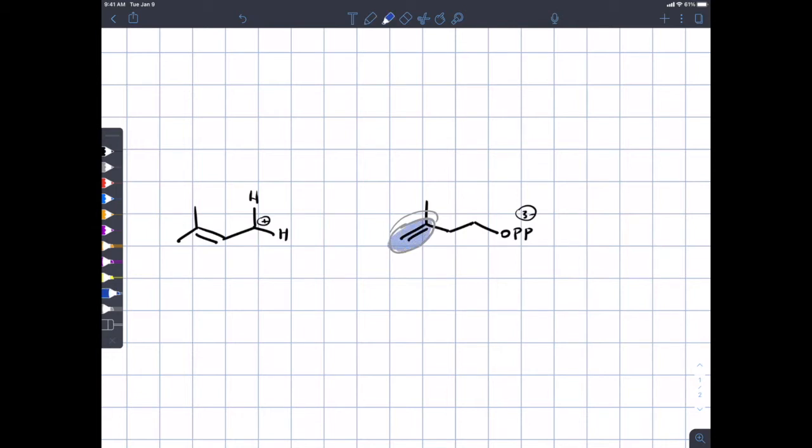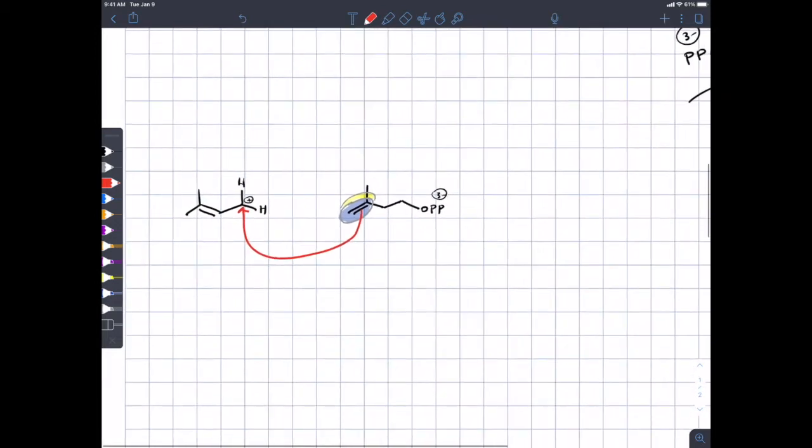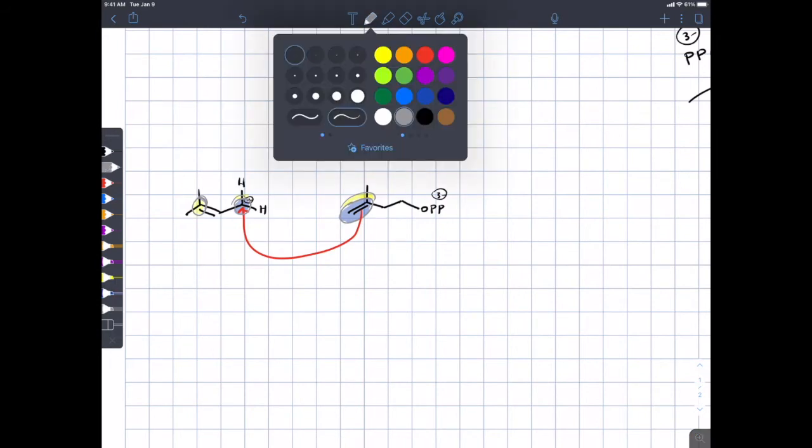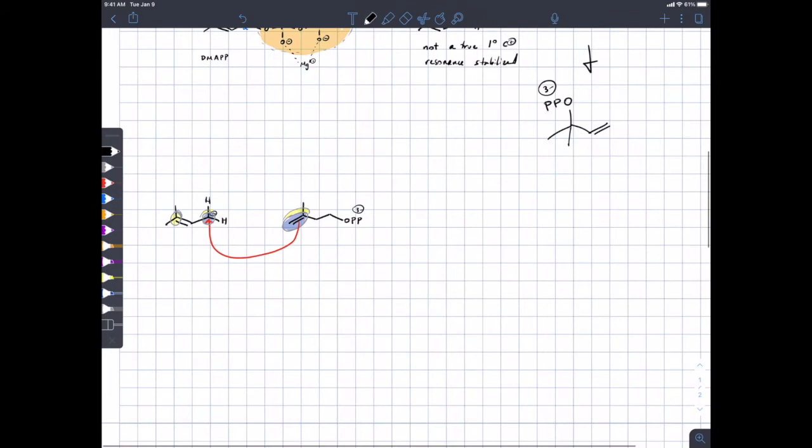So there's the pi bonding orbital. And we can have that pi bonding orbital attack the empty orbital in the carbocation. I could draw that empty orbital if you wanted. It would look like the pi 2 of the allyl carbocation system. And that's going to form a new carbon-carbon bond between, and now we've got some interesting choices to make, right?